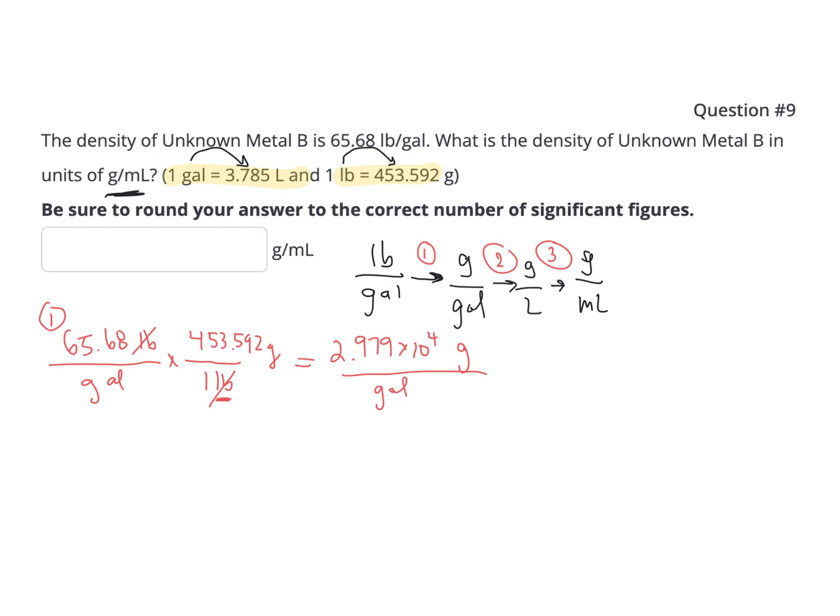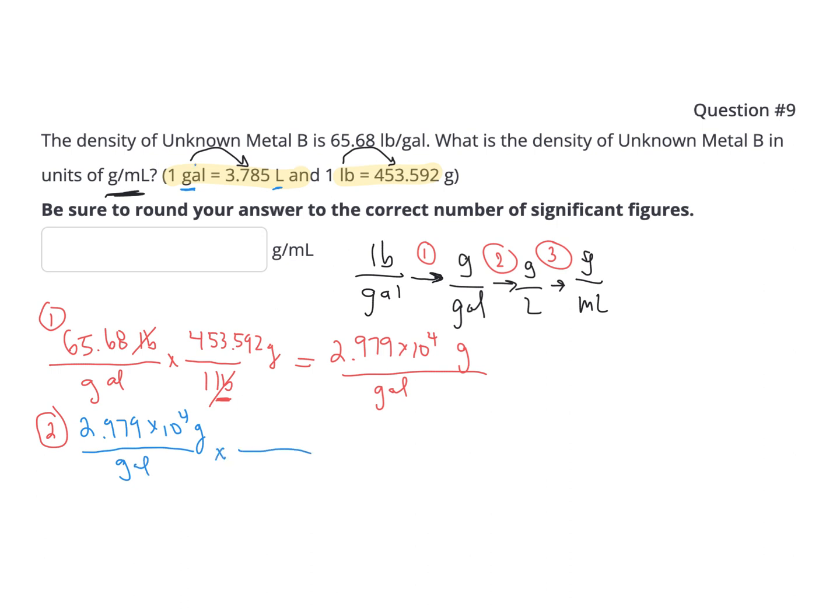Now we want to get rid of gallons. And to do that, we're going to use the next unit conversion that's given. Right? They tell us how many liters are in 1 gallon. And you could have done that step first. We could have converted gallons to liters first. It doesn't matter. We'd get the same answer. So I've got 2.979 times 10 to the 4 grams per gallon.